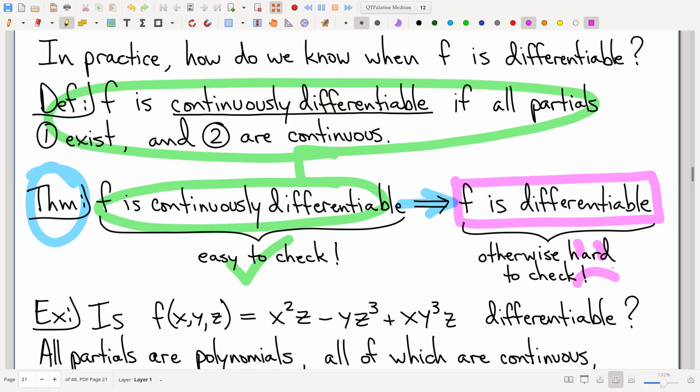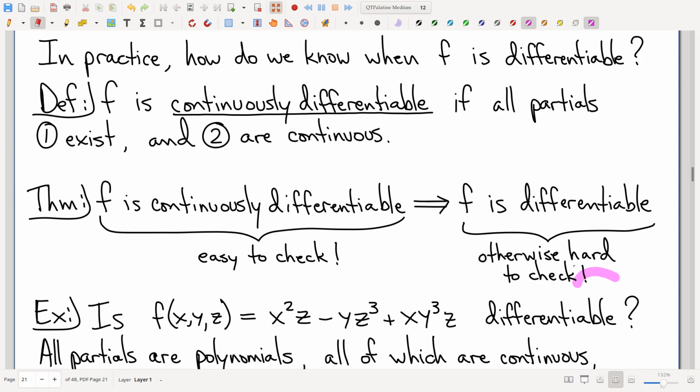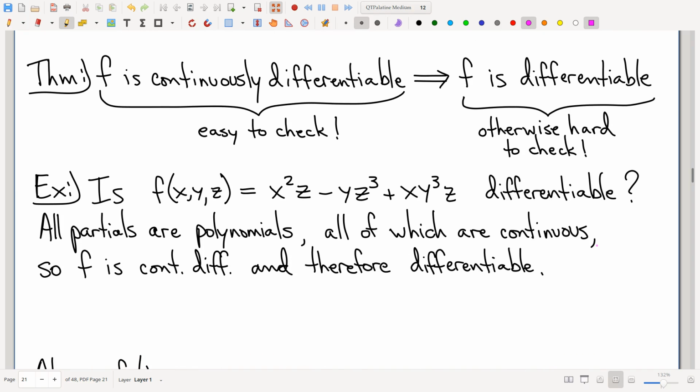So here's an example of how we're going to use this. Let's look at this example right here. Example: is this function differentiable?